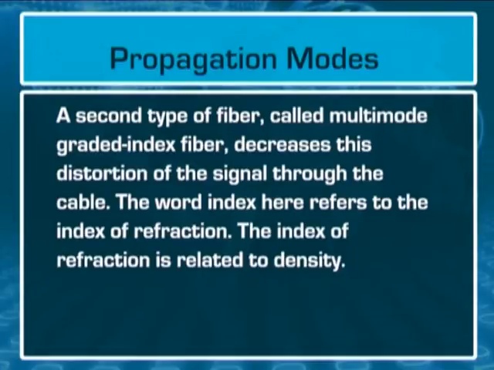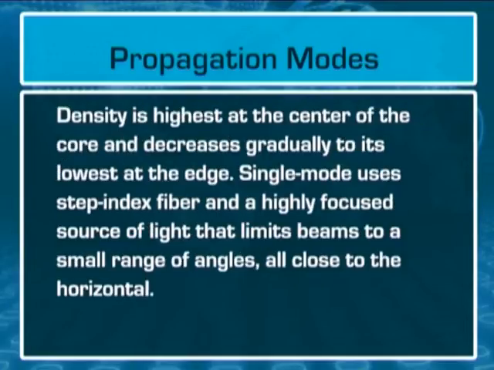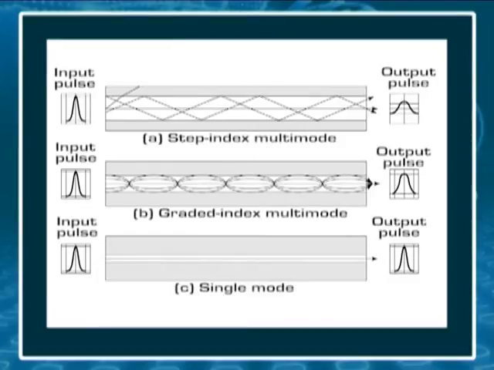A second type of fiber, called multimode graded index fiber, decreases this distortion of the signal through the cable. The word index here refers to the index of refraction. The index of refraction is related to density. Density is highest at the center of the core and decreases gradually to its lowest at the edge. Single mode uses step index fiber and a highly focused source of light that limits beams to a small range of angles, all close to the horizontal. Figure shows various fiber optic transmission modes.